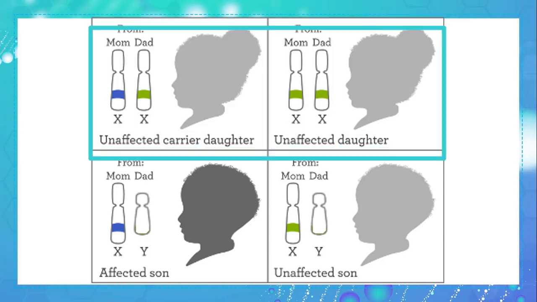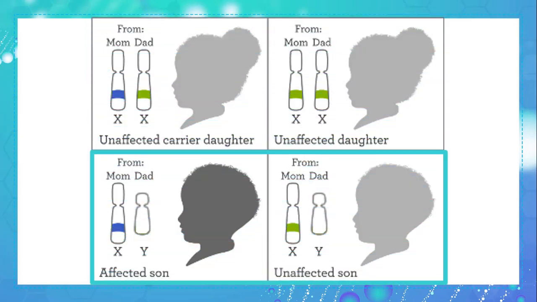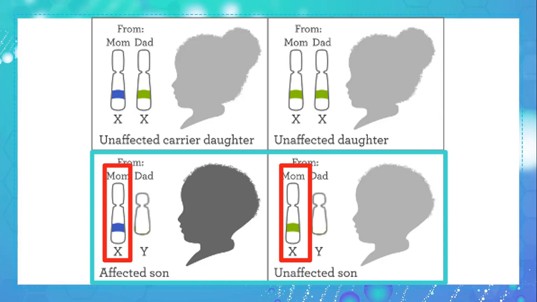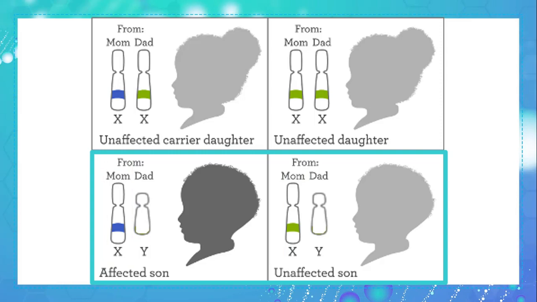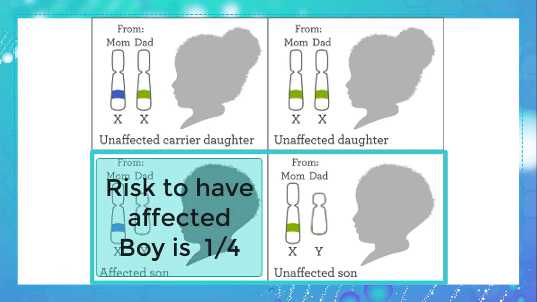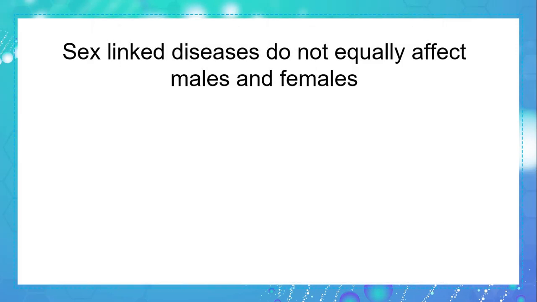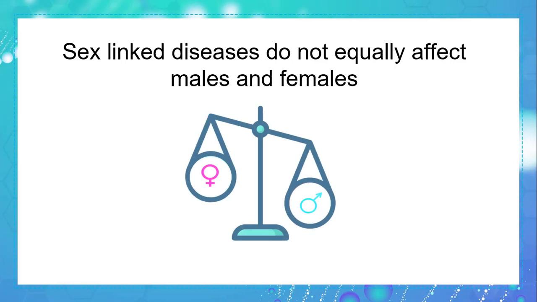But when it comes to boys, since boys take the Y chromosome from their father, then they will express the allele carried on the non-homologous part of the X chromosome, whether it's normal or mutant. That is why this couple is at the risk of having an affected boy. Actually, the risk of this couple to have an affected boy is equal to a quarter, and you will learn about how to calculate the risk in another video. But as you see, males and females are not equally affected by sex-linked diseases.